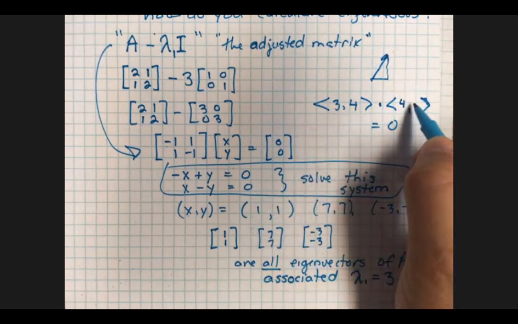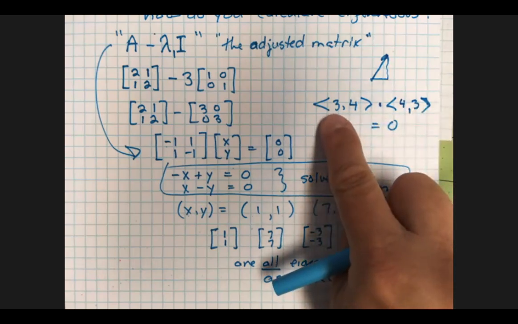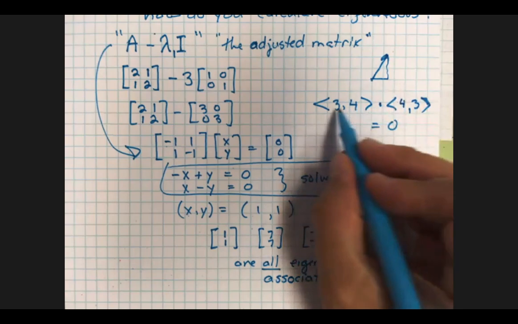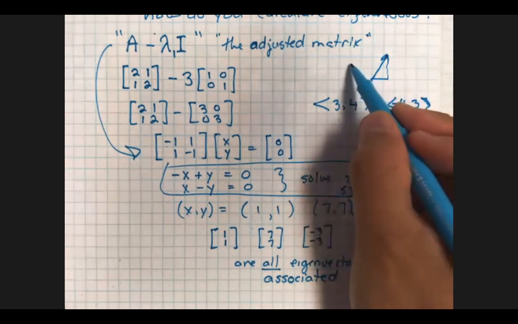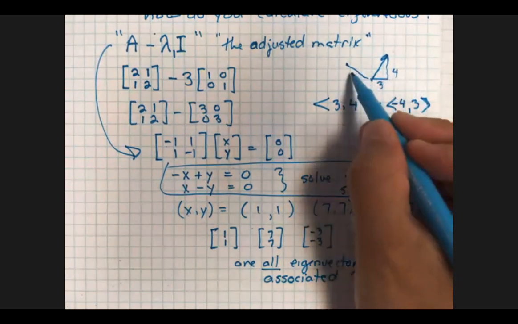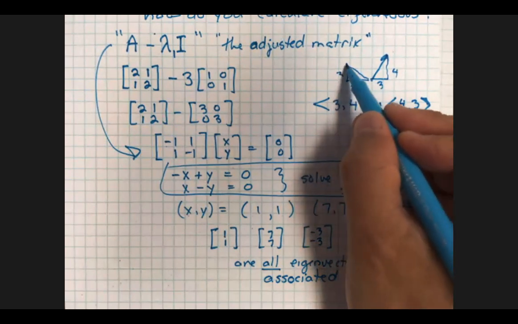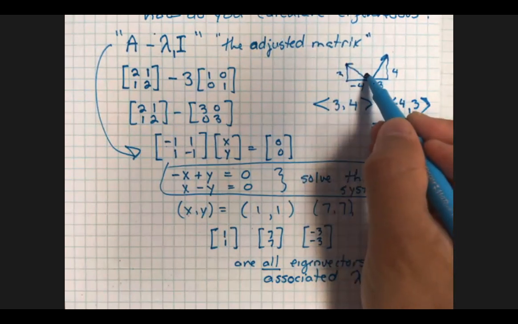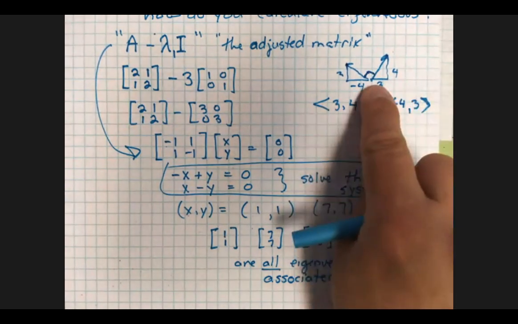I switch the two numbers. Well, that won't work because 12 plus 12 is 24. No, I switch the two numbers and change one sign. By switching the two numbers and changing one of the signs, in two dimensions, I'm not talking about any other dimensions, that automatically creates a perpendicular vector, right?